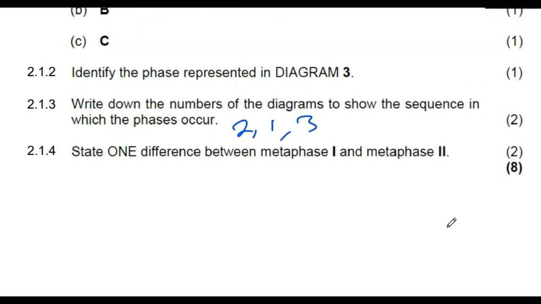Then one difference between metaphase 1 and metaphase 2. In metaphase 1, the chromosomes are aligned along the equator in homologous pairs, while in metaphase 2, chromosomes are aligned along the equator singly. It is individual chromosomes that align along the equator. So that is the major difference.